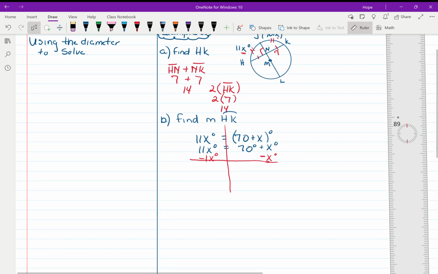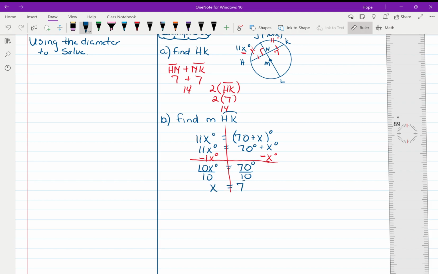All right, so what happens then is I now have 10x degrees equals 70. And the last step to get the 10 away from my x is to divide. So this is going to be divide by 10, divide by 10. So my x is equal to 7. So that gives us what the x is.